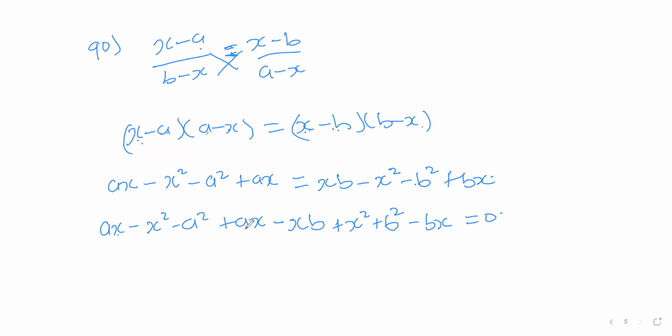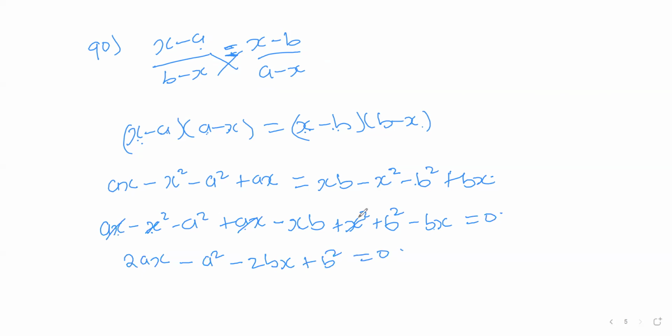So ax plus ax is 2ax. Negative x squared plus x squared is 0, so the x squareds disappear. We have a minus a squared there. Then we have minus xb minus bx, which is minus 2bx, and plus b squared there, equals 0.